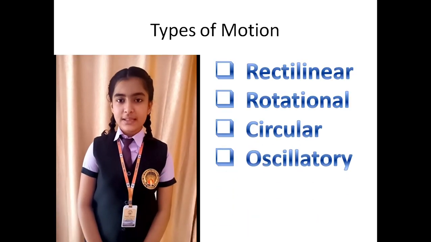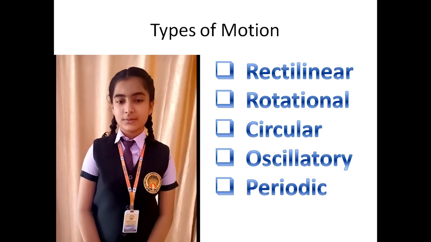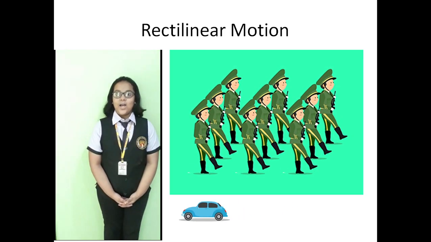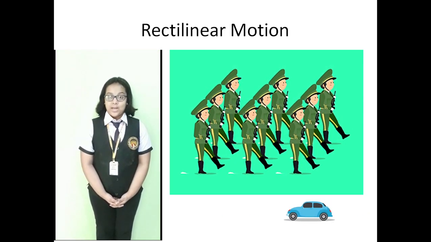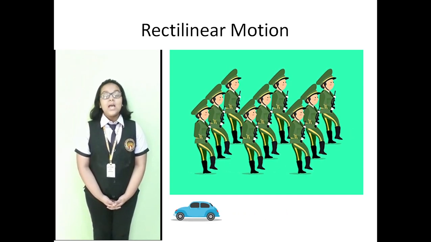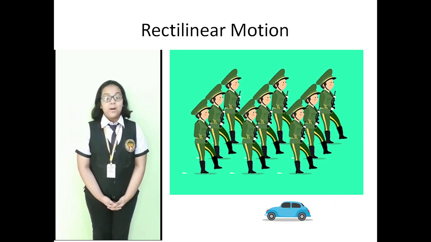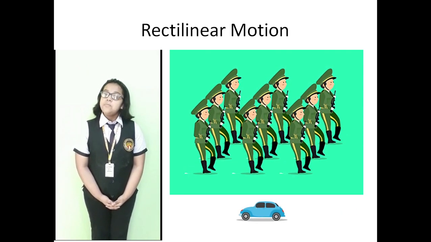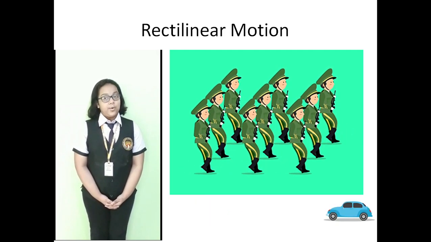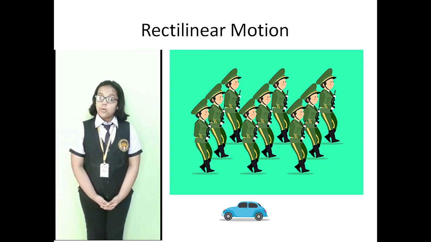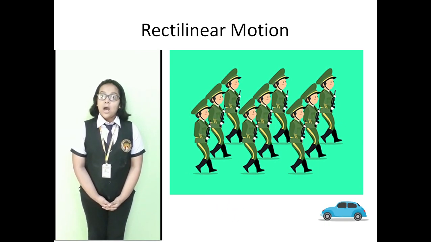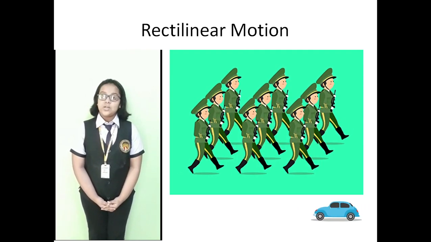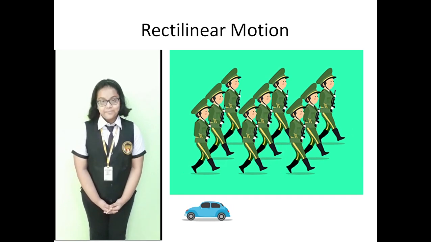Now friends, we will see what are the types of motion. Hello everyone, I am explaining about rectilinear motion. When a body moves along a straight path, it is said to be in rectilinear motion. You must have observed various objects in rectilinear motion around you. For example, a car moving along a straight path or a group of marching soldiers.